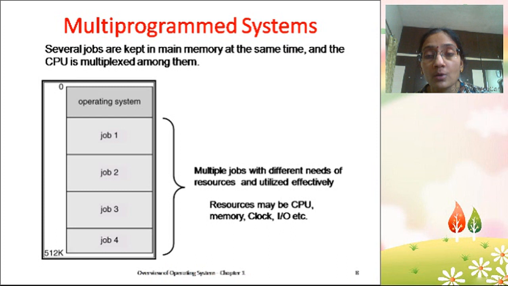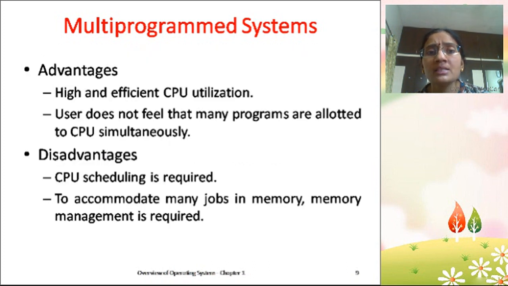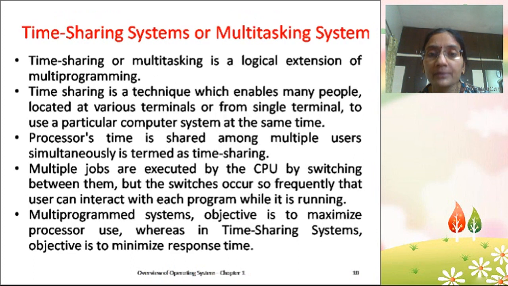The CPU is not allocated to all programs at the same time. That is, all programs are not executed at the same time, but they are executed simultaneously. The advantage is high and efficient CPU utilization. The user does not feel that many programs are allocated to the CPU simultaneously. The disadvantage is that CPU scheduling is required to accommodate many jobs in memory. Memory management is also required.